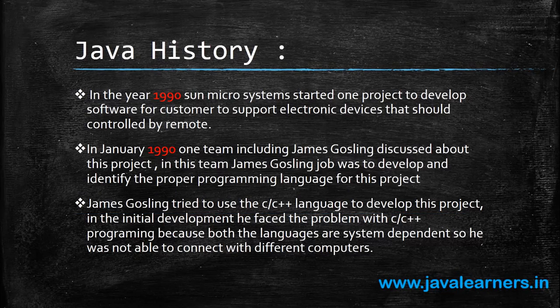History of Java. In the year 1990, Sun Microsystems started one project to develop software to support electronic devices that should be controlled by remote. So they planned to start one project to support the electronic devices that should be controlled by remote.